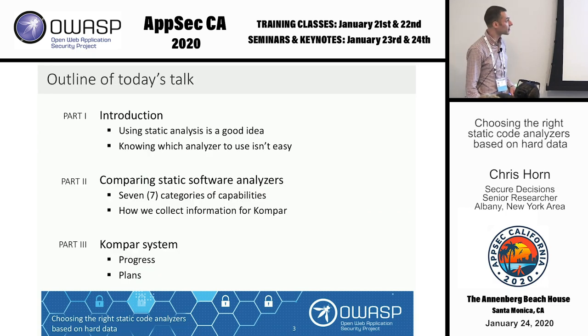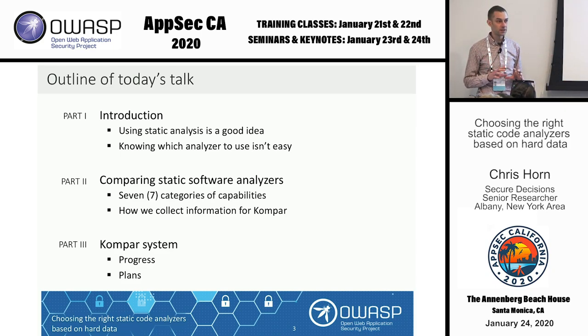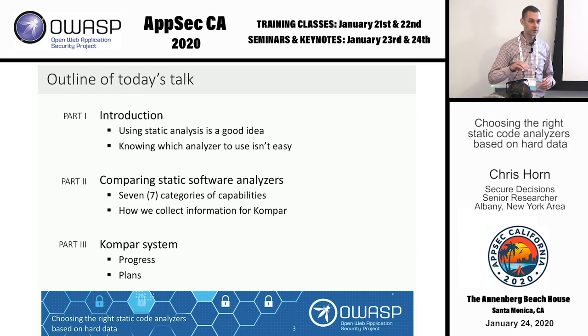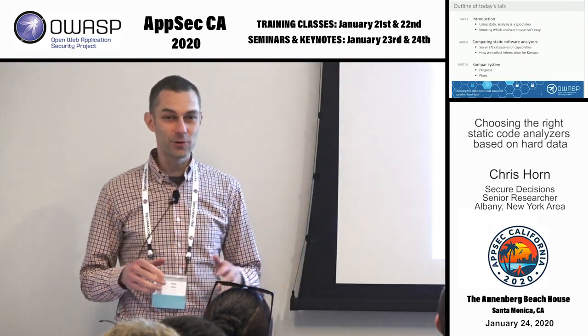So the outline of today's talk: I'm going to give you a quick overview on why static analysis. Then most of the talk focuses on how you can compare analyzers. What are the dimensions by which you should evaluate them and consider their capabilities? We have seven categories. And then it flows into this compare system that we're developing. That's compare with a K, and that makes it Googleable.